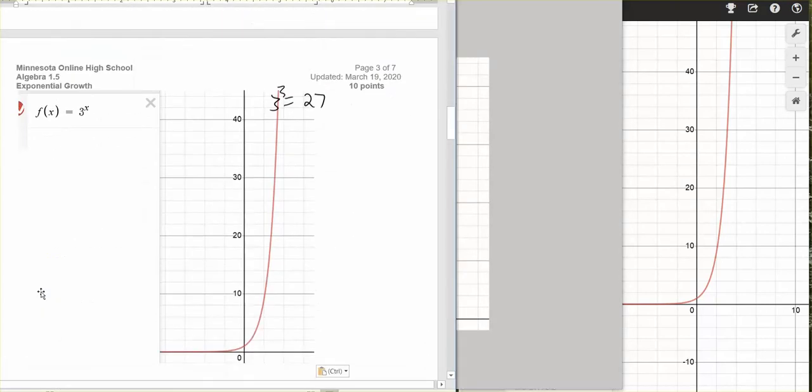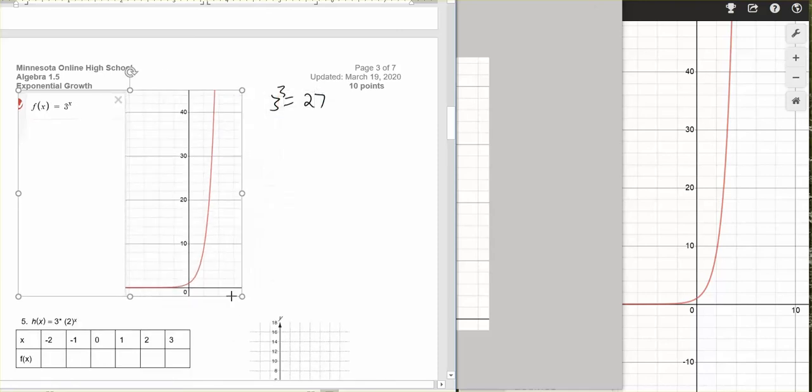You don't have to do both the link and the screenshot. One or the other is fine. Make your graph big enough so that I can easily read it. It doesn't matter if you think it looks too big, that's okay. Big is better than small.